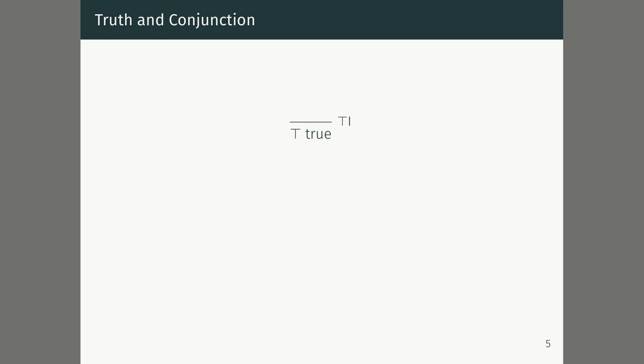So if we want to talk about how to prove the true proposition, well, it's always true. We don't need any premises. If we see the proposition true, then we can judge it to be true immediately. And if we want to judge P and Q to be true, well, then first we have to judge P to be true, and then second, we have to judge Q to be true. And if both of those hold, we're licensed to conclude that P and Q is true.